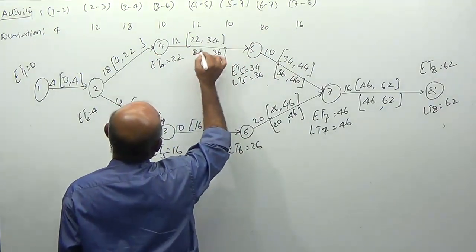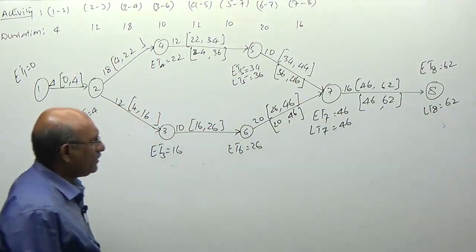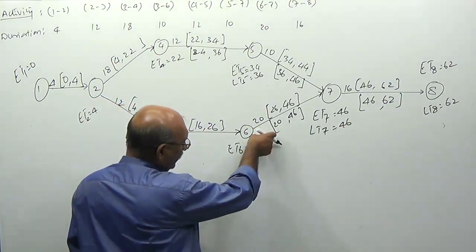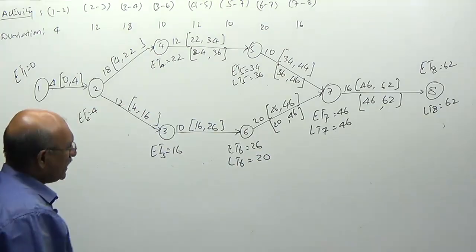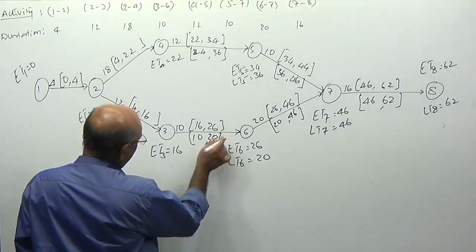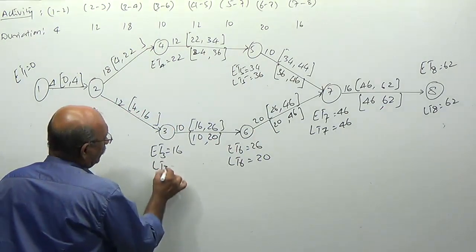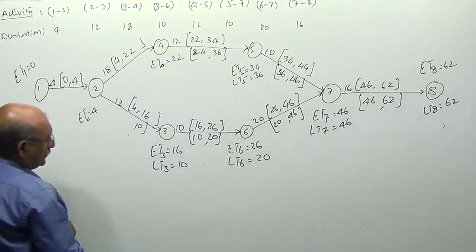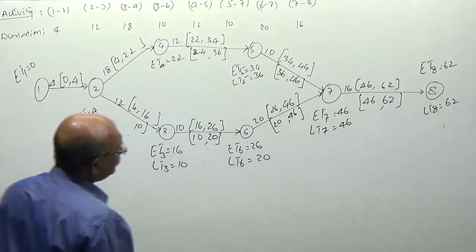36 minus 12, 24. To start activity 6, 7 on the 20th day means, sir, I have to reach the node number 6 on the 20th day. So latest timing of 6 is 20. So 20 comma 10, 10. 20 minus 10, 10. To start this activity on the 10th day, you have to reach this particular node on the 10th day. Somewhere I committed a mistake, sir. 10 minus 12, I am getting a negative value.